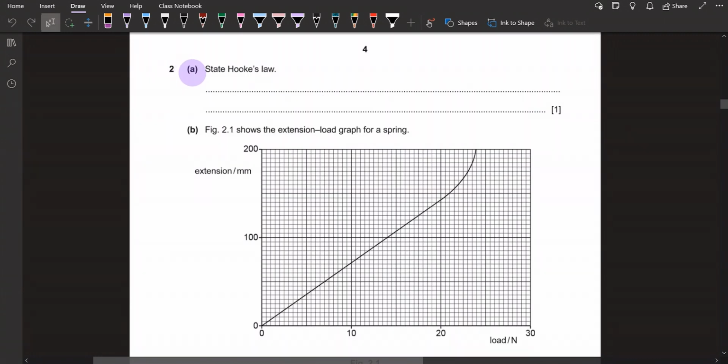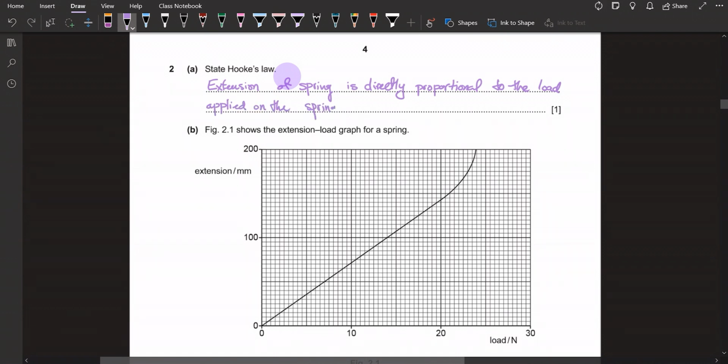Question number 2. Part A says state Hooke's law. This is a very simple definition. They usually ask it almost every year. So we can write our definition here that extension of a spring is directly proportional to the load applied on the spring. So that's what Hooke's law means.